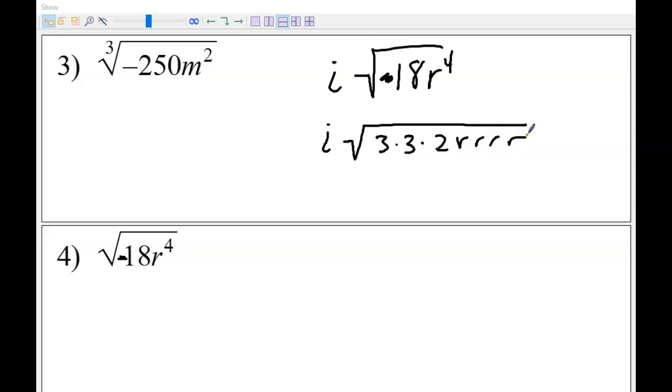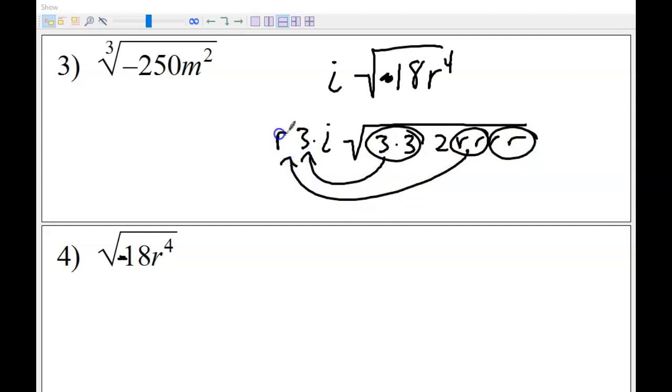Can I answer it? No. What can I take out here? A 3? What else? An r and one more. Another r, because there's 2 pairs of those, right? So I could take out a 3. I could take out an r and another r. So my final answer will be 3r squared i.